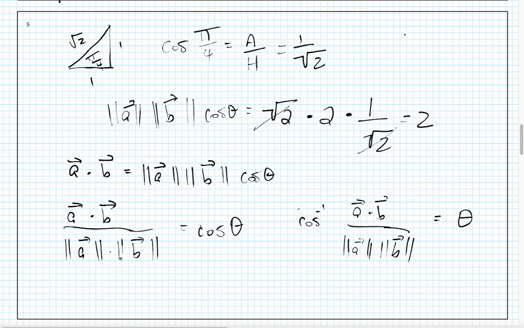First of all, note that the cosine of theta always goes between -1 and 1. So this number over here is always going to be a number between -1 and 1, okay? But I'm going to tell you something else.